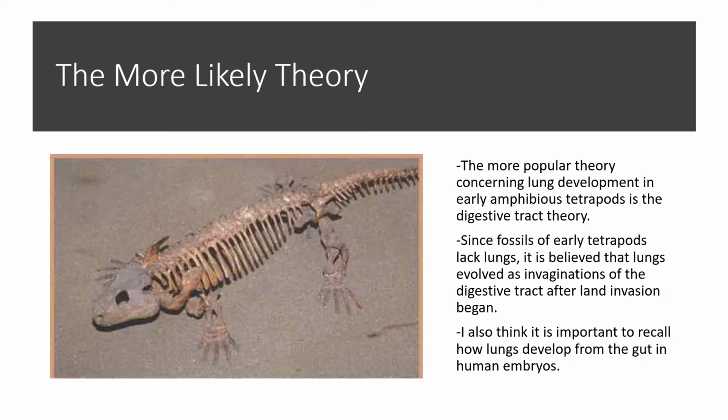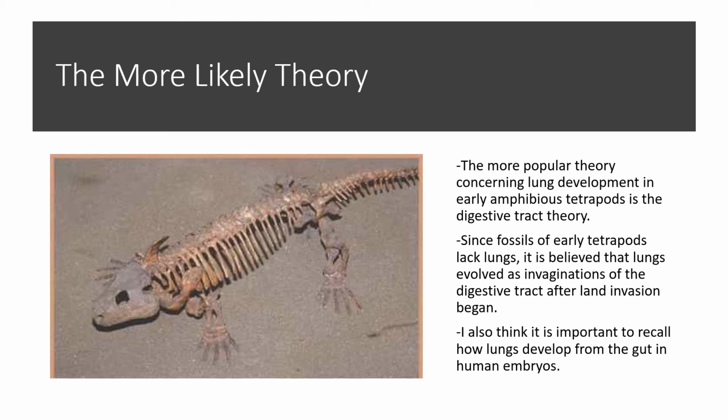The more likely theory. So as I kind of foreshadowed on the last slide, the more popular and more likely theory is the first theory, the digestive tract theory, and it's more popular among scientists. Since fossils of early tetrapods lacked lungs, it is believed that the lungs evolved as invaginations of the digestive tract after we invaded land.